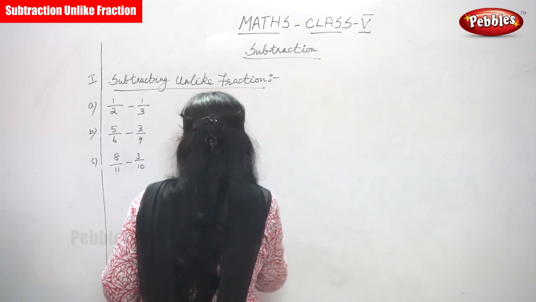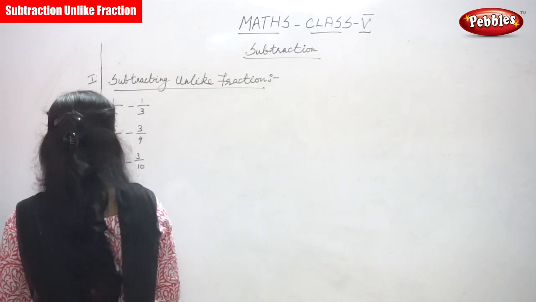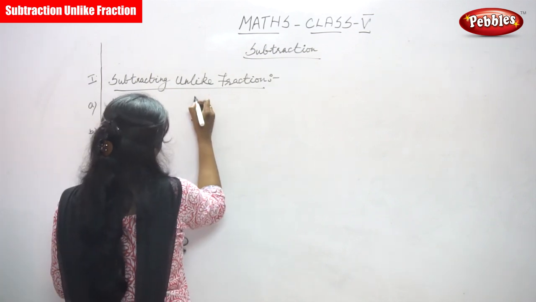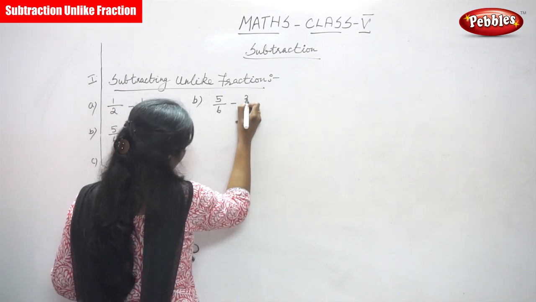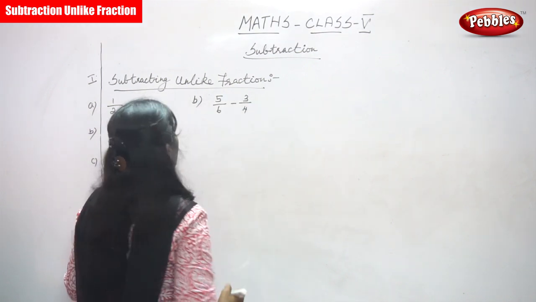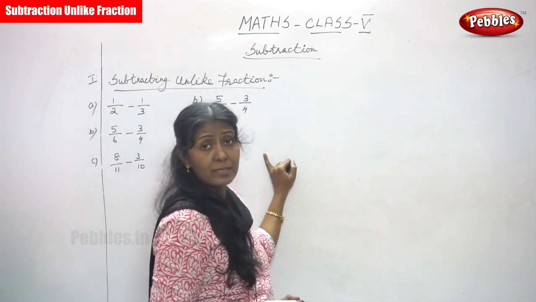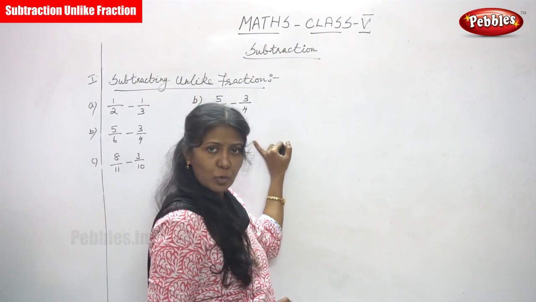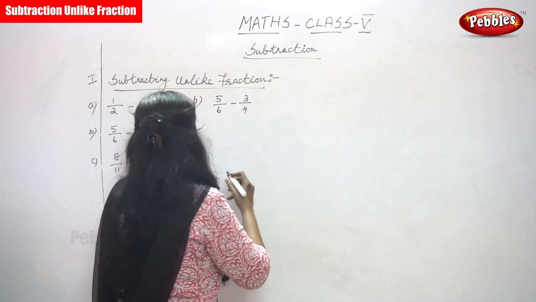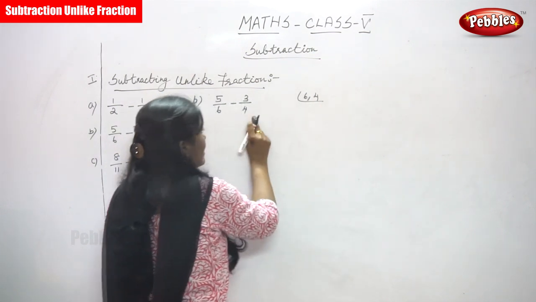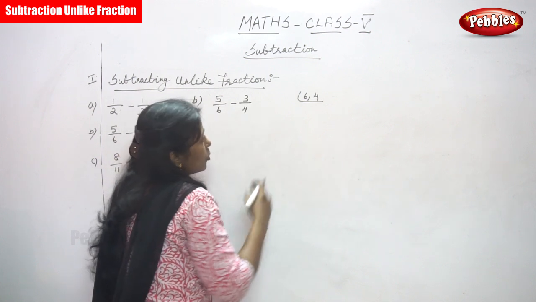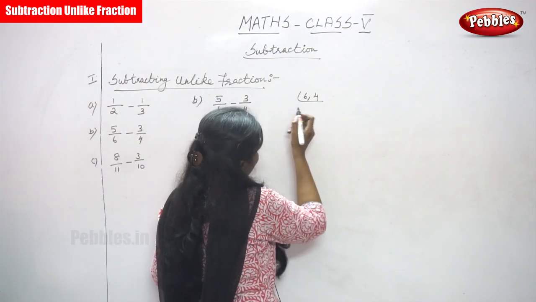Next sum, that is the B sum, 5 by 6 minus 3 by 4. Whether the denominator is the same or not? No, the denominator is not the same. So 6, 4, the denominators are different, so you have to take the what? LCM.